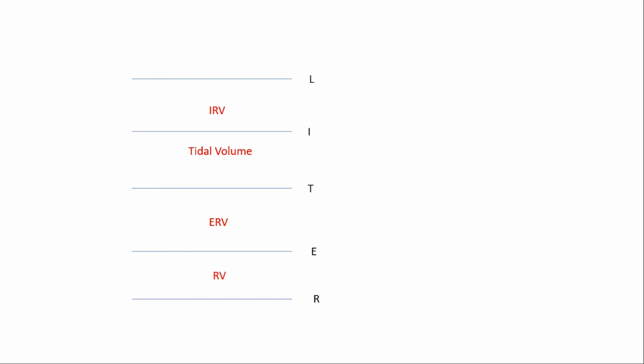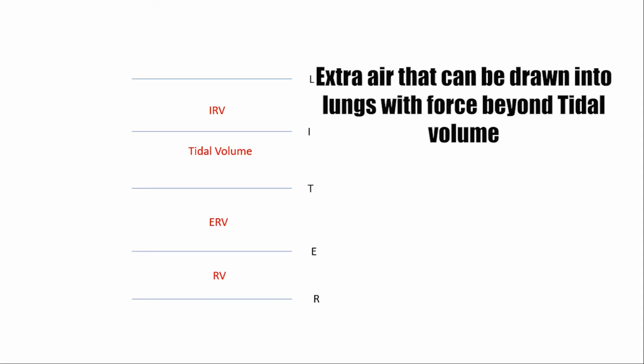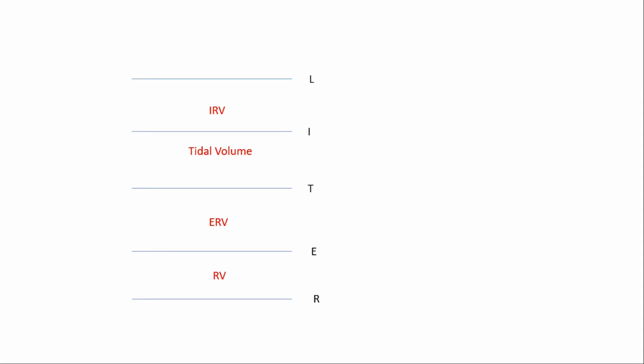And inspiratory reserve volume is the extra air that can be drawn in with force beyond the tidal volume. Now let's talk about lung capacities. We already discussed that lung capacity is the sum of two or more lung volumes. Now look at this graph.